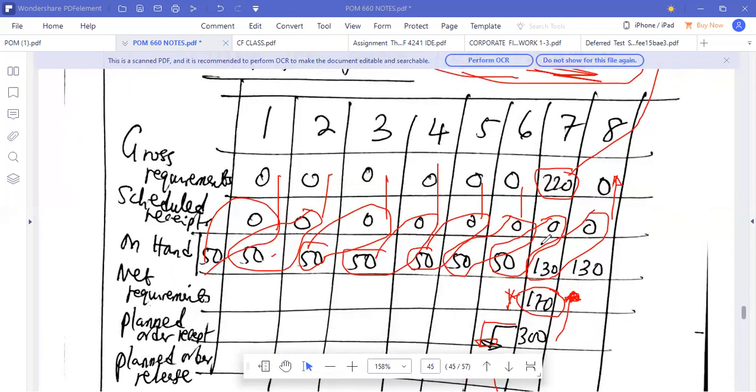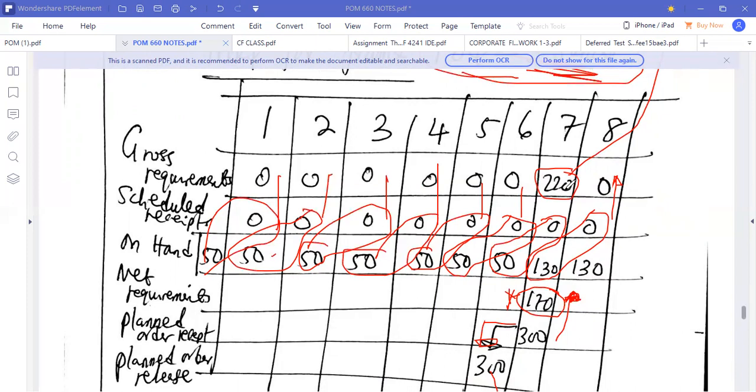Okay, so 50 plus 0 minus 220. Do you have a calculator with you? What are we getting? 170. Meaning that 170 is our net requirement.